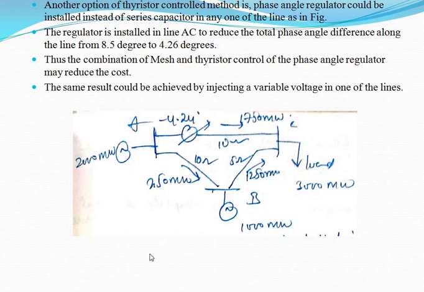So in this way we can transmit the AC power with the parallel paths or through the meshed networks by adding FACTS controllers which can control the power, and we can transmit the power as desired or as per the requirement of the operator.